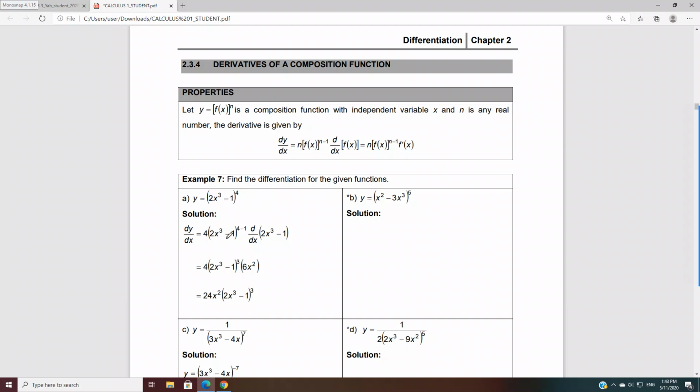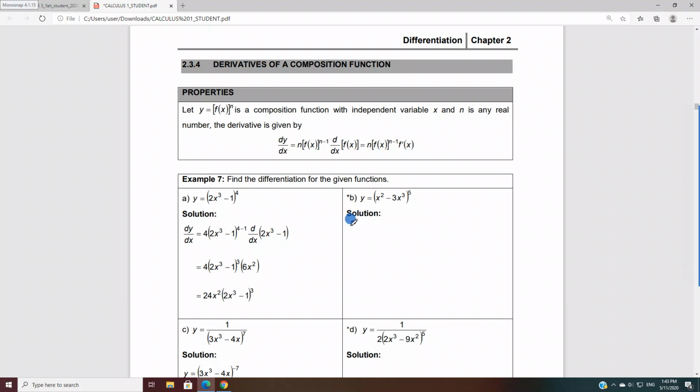So apa yang kita perlu buat, lepas kita dah differentiate kuasa tu 4 ke depan. Lepas tu 4 ni minus 1 kan. Okay, so kita kena differentiate juga yang dalam bracket ni. So differentiate yang dalam bracket ni dapat 6x square. So the answer is 24x square times 2x cube minus 1 cube.